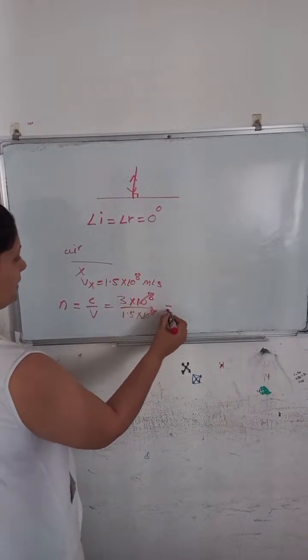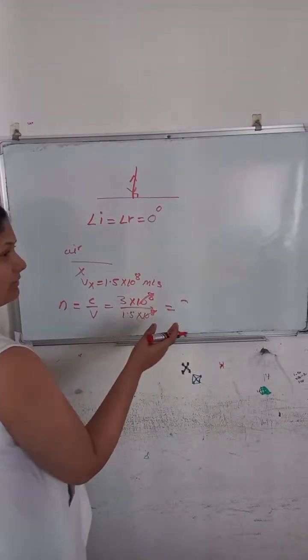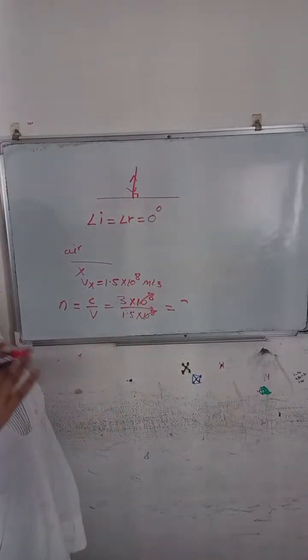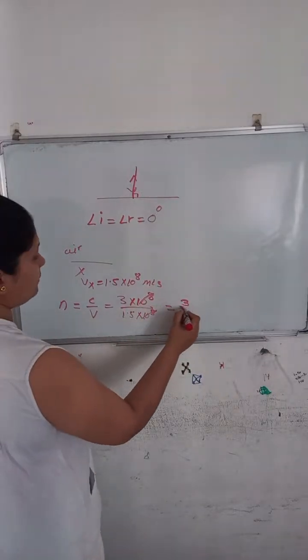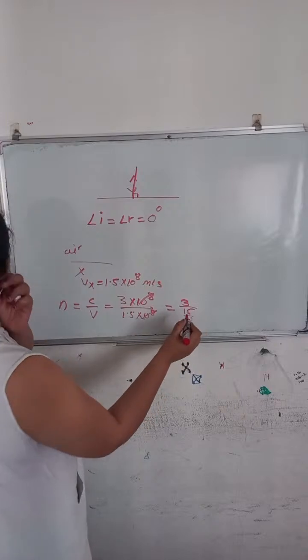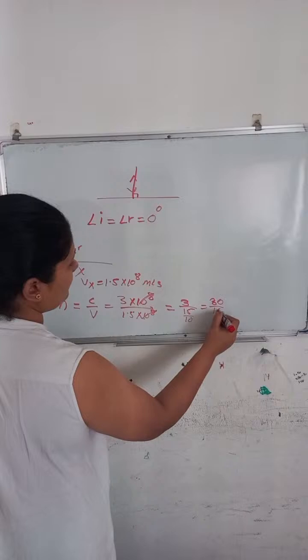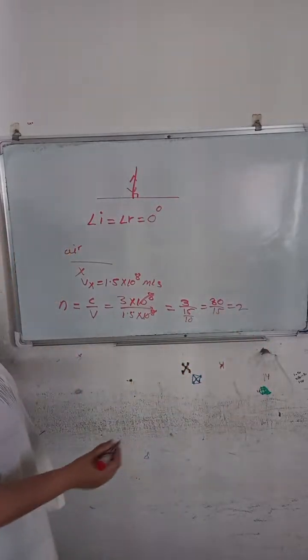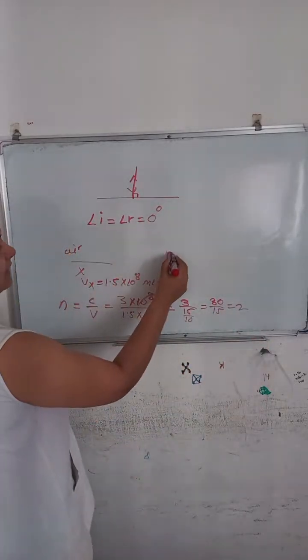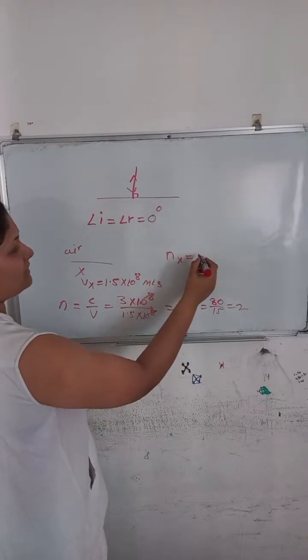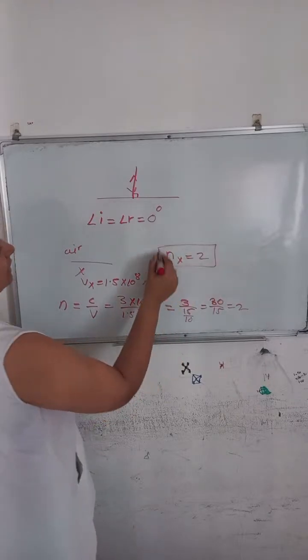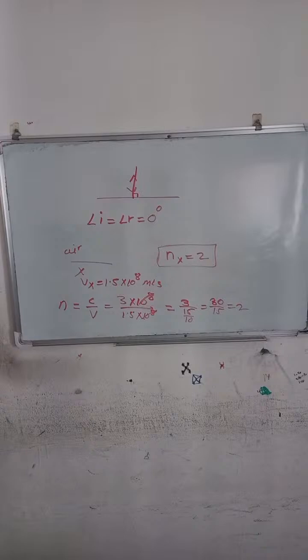10 raised to 8 and 10 raised to 8 cancel. So 1.5, remove the decimal, that is 15 by 10. Taking the reciprocal, 30 by 15, that is equal to 2. So the refractive index of medium X is 2. It is unitless, so the answer is 2. Are you getting this? These questions are for 3 marks.